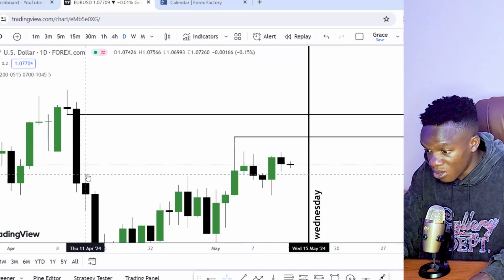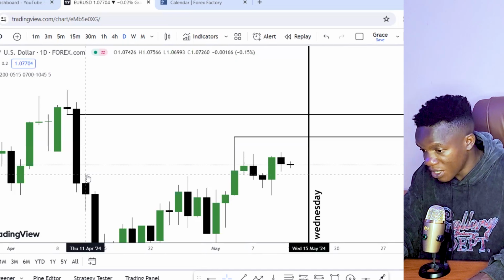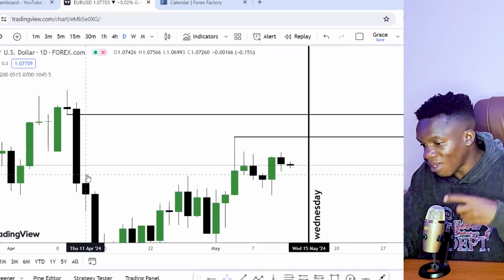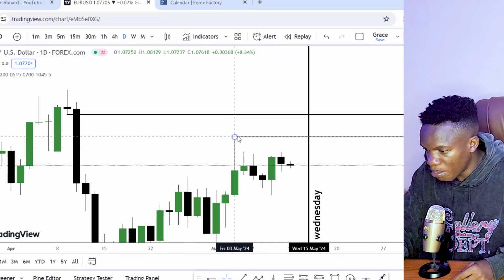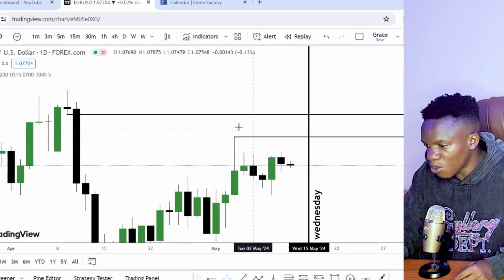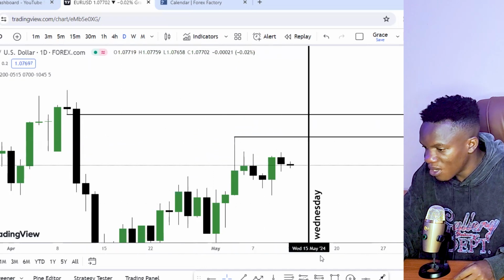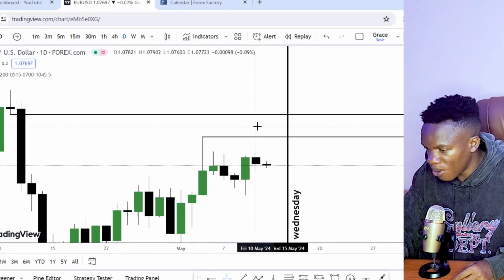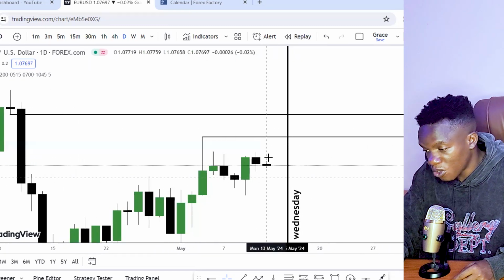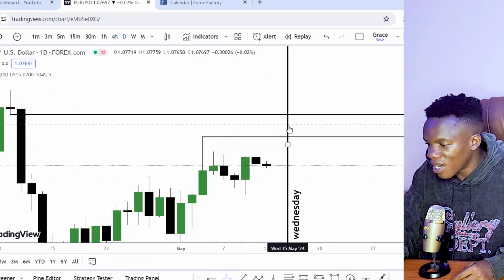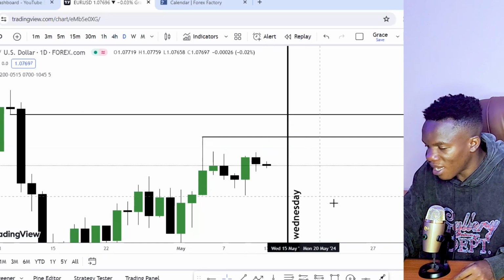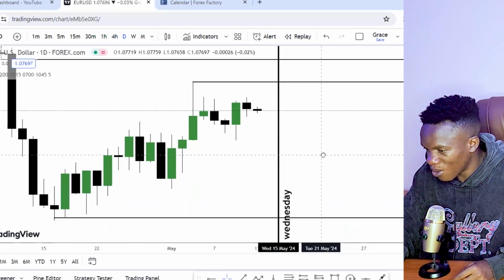So at this point, this was the initial fair value gap, but NFP has traded a large portion into it. So this is what I'm expecting in price action this week. They are going to trade into this fair value gap here, either today or tomorrow. Then on Wednesday, they're going to drop this price and then keep dropping for the rest of this week.